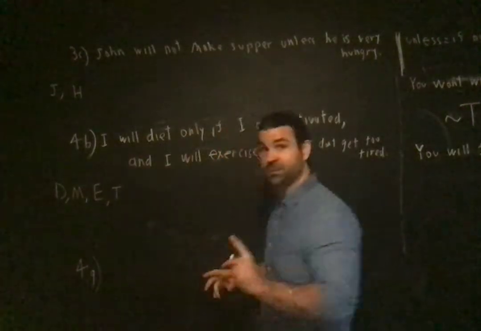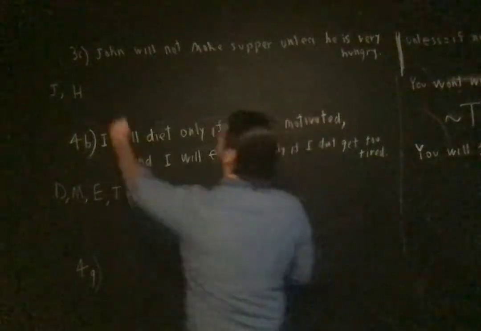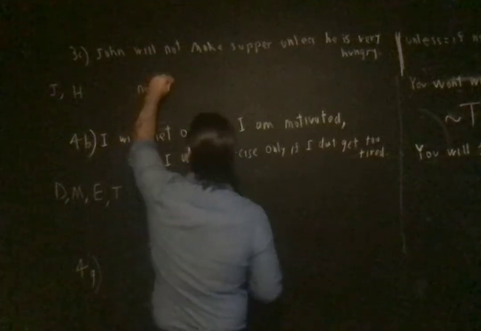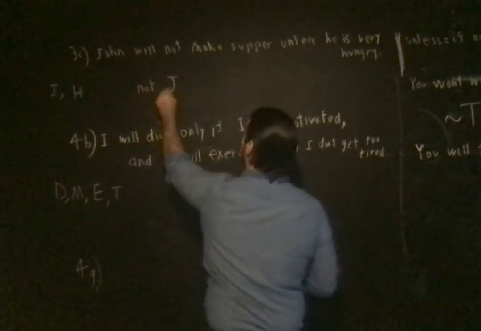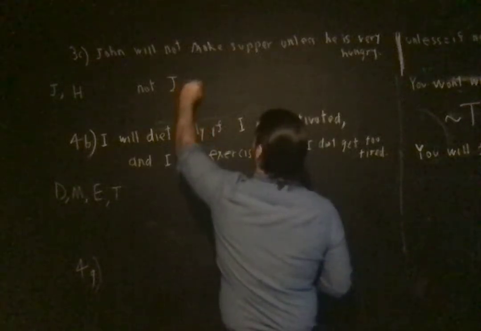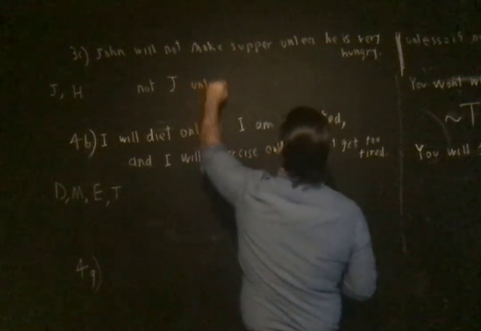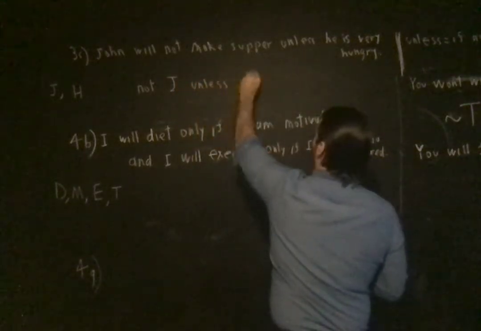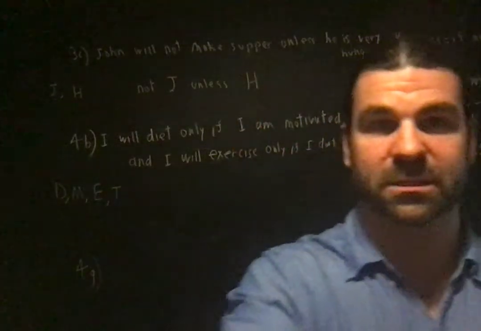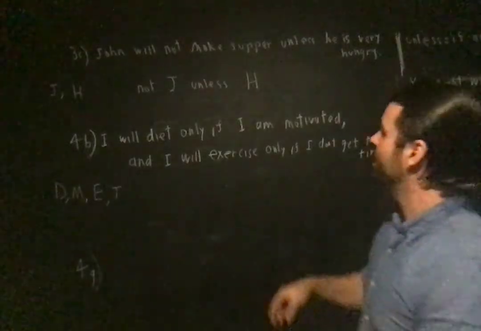So my first partial translation is going to be: not J, right? Not's going to get a symbol, so not J, unless John is very hungry, H, right? So that's what it says. Not J unless H, right?